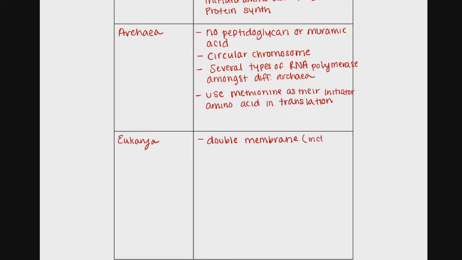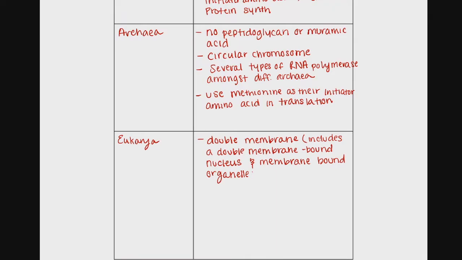Which also includes a double membrane bound nucleus, and membrane bound organelles. Translation goes along with transcription. So transcription is DNA to RNA. Translation is RNA to protein.